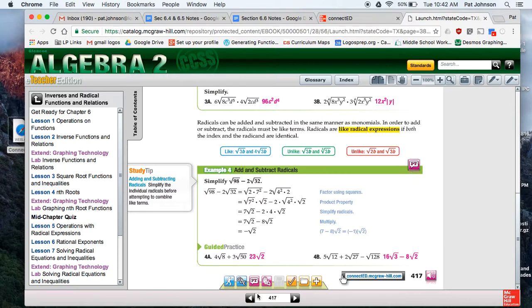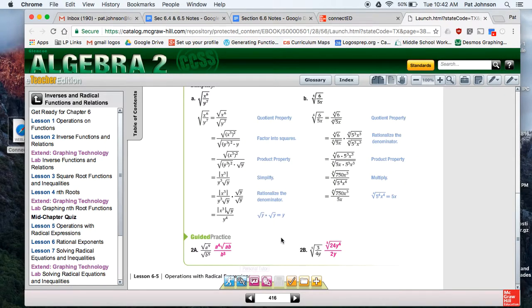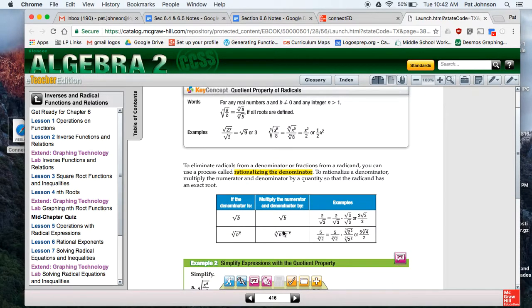Let's look at page 416 here, at rationalizing. So look at this box here on 416. So if the denominator is the square root of b, we multiply the numerator and the denominator by the square root of b. Example, 2 over the square root of 3. We have this in the denominator, so we multiply both by the square root of 3, and we simplify.